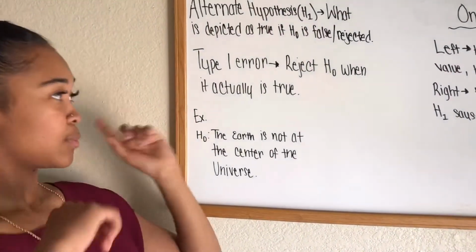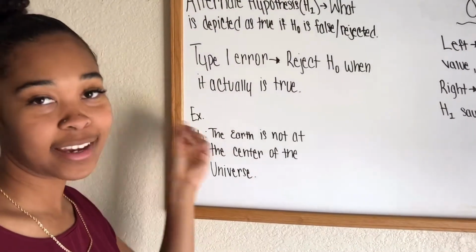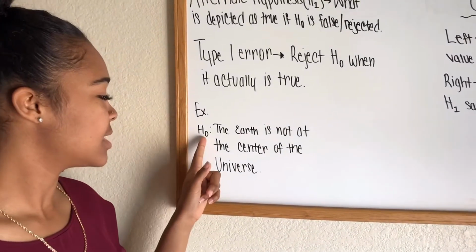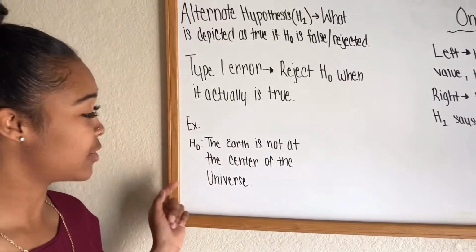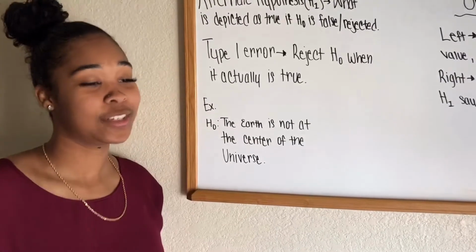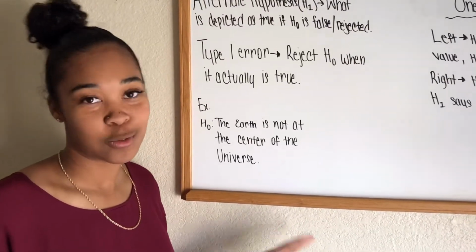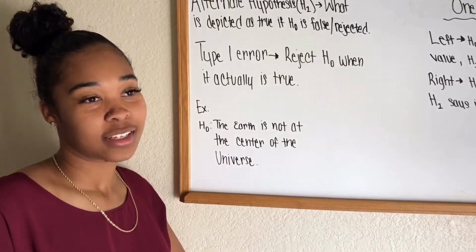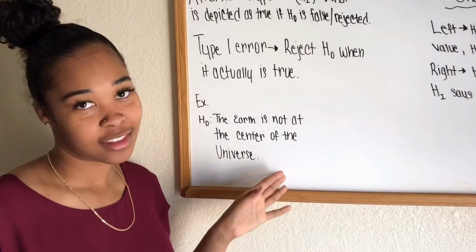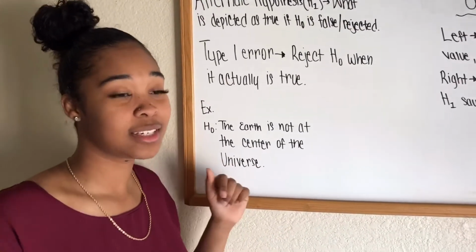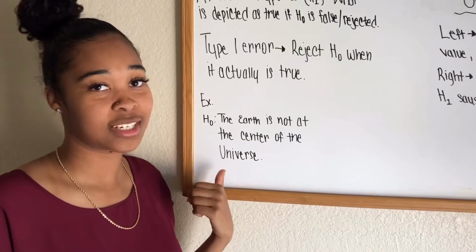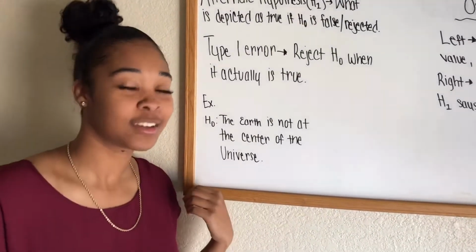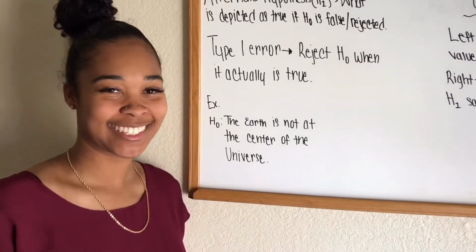A type 1 error is when you reject the null hypothesis when it is actually true. So for example, we have the null hypothesis here and it states the earth is not at the center of the universe. Okay, so in order to test this, say you sit outside and you watch everything in the sky is revolving, the stars and everything, so therefore this is not true, so you want to reject this null hypothesis, clearly stating that the alternative hypothesis, which is the earth is at the center of the universe, is true. So the alternative hypothesis will be true.